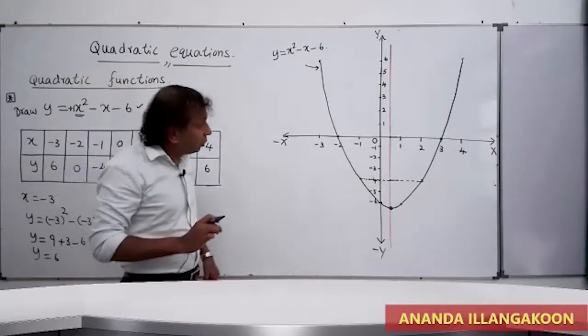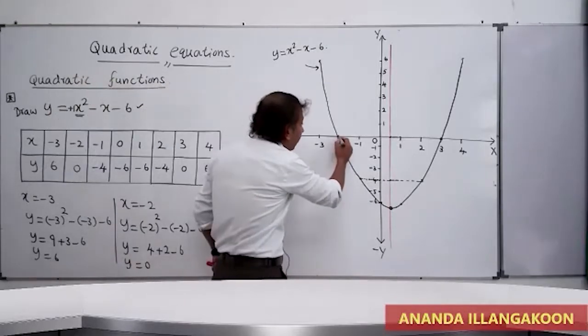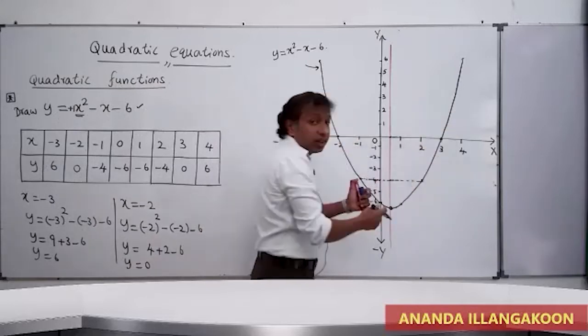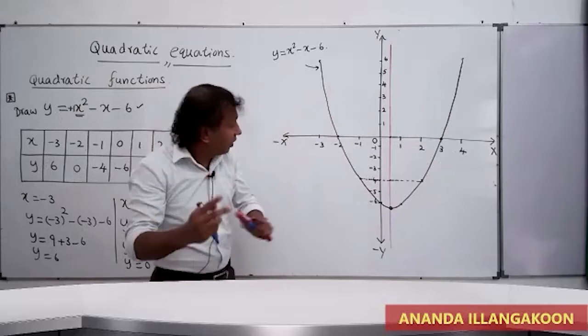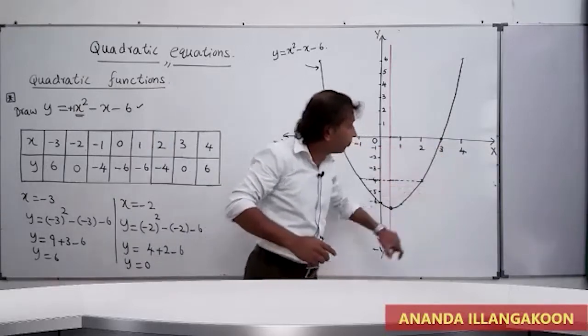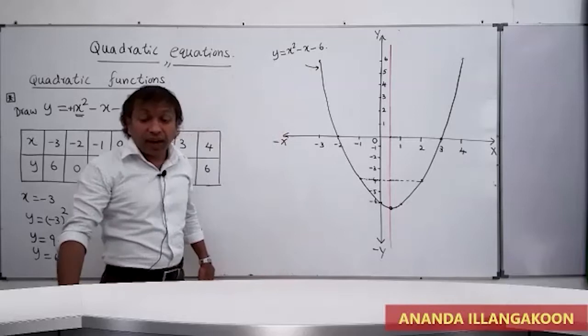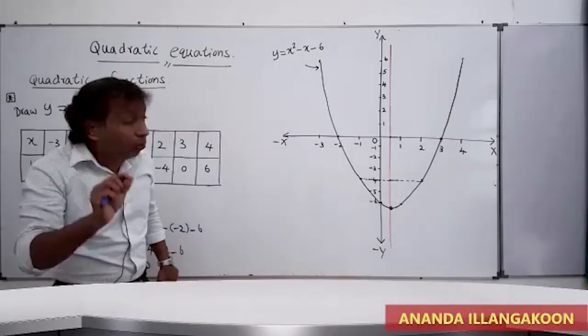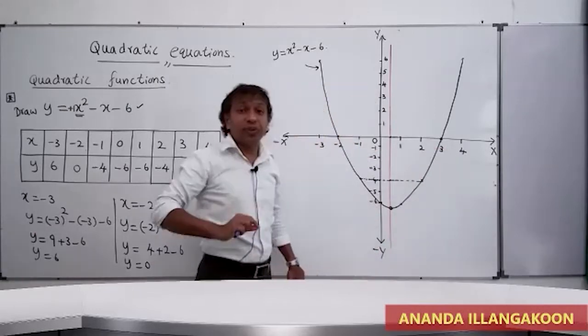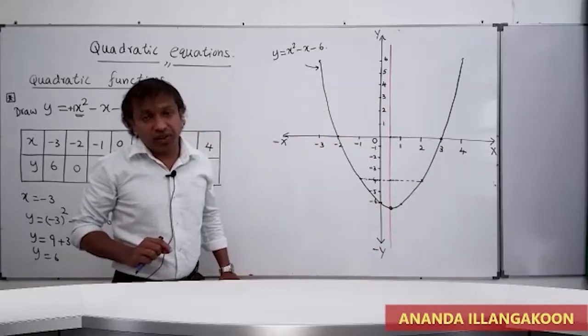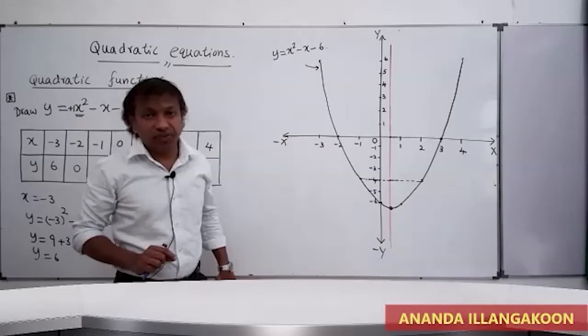People, the other two properties. In this case, the graph cuts the x-axis at 2 points, this point and this point. At those points, the x coordinates are here -2, here 3. They are called the roots of the graph.